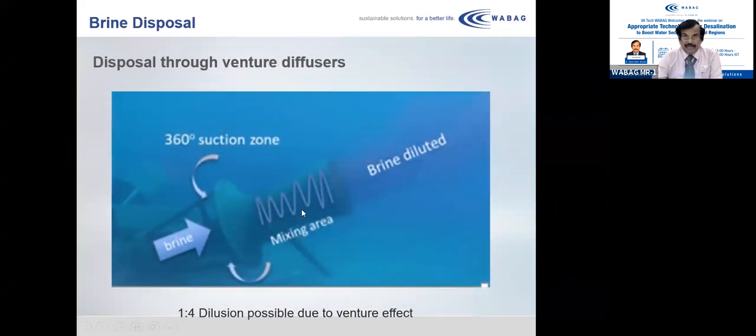This is a venturi type diffuser arrangement, where you can see that water enters directly and is discharged, but when it passes through a venturi, it creates a suction, and the outside water also enters and mixes, and then the brine is diluted when it comes out. So you can have multiple venturi diffusers in order to diffuse that water.